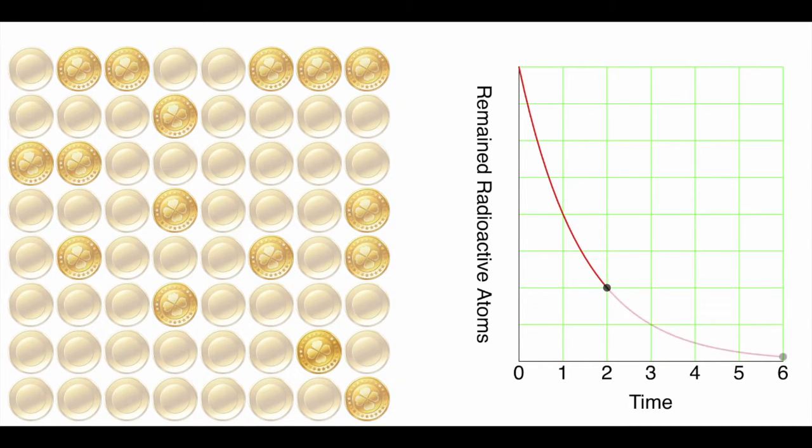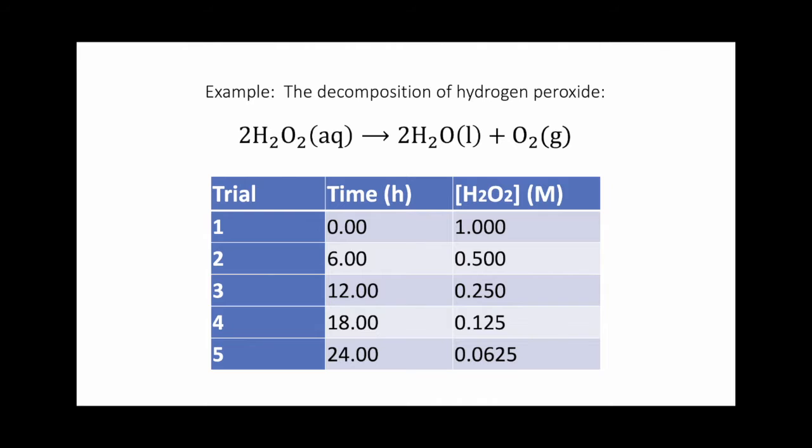Here's an example: the decomposition of hydrogen peroxide. This is a first-order reaction, and this table shows decomposition over time. Our starting concentration at T = 0 is 1.000 molar. During the first half-life, which occurs from 0 hours to 6 hours, the concentration of hydrogen peroxide decreases from 1 molar to 0.5 molar. This means that half of our hydrogen peroxide is consumed.